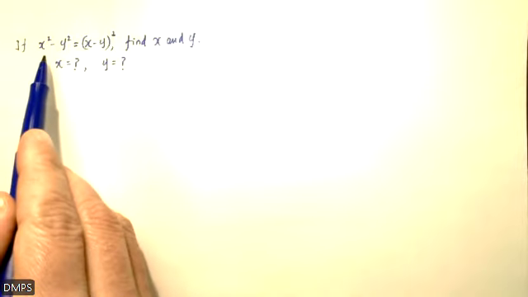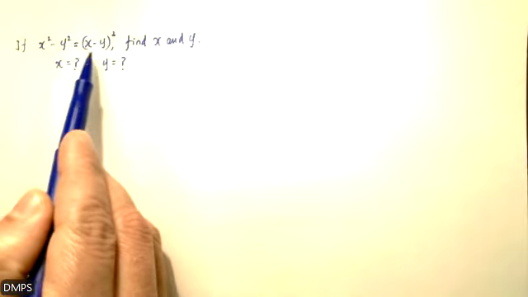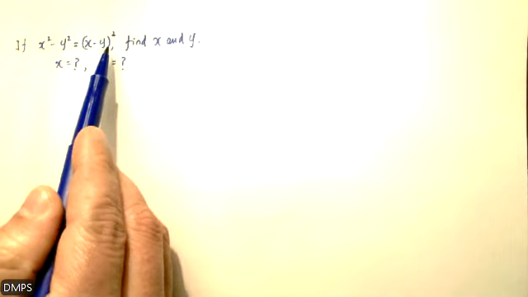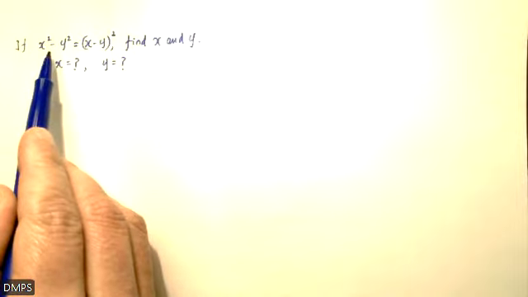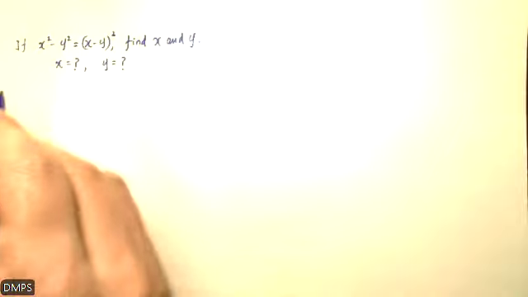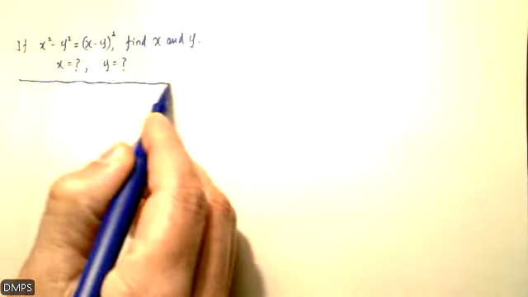We have another Math Olympiad problem. Let's see how we can solve this one. It's given that x squared minus y squared is equal to x minus y squared, and asking us to find what is x and what is y that satisfy this. Let's see how we can find that.